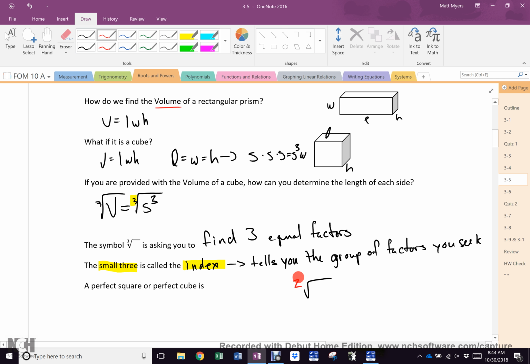Everybody cool? So in this case, I'm looking for 2 factors. What if I was looking, in that case, I need how many? What if that's the case?